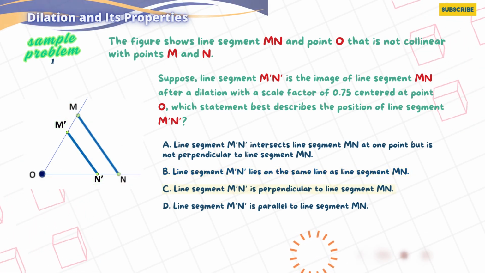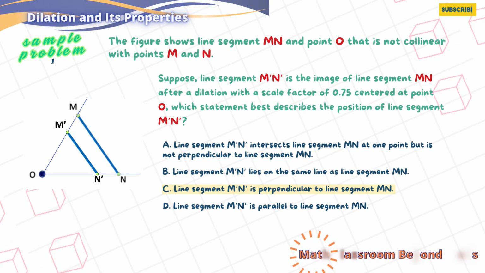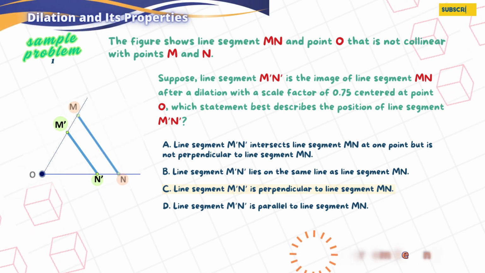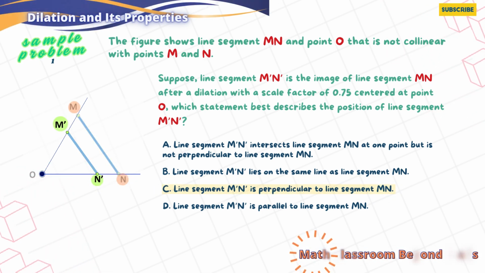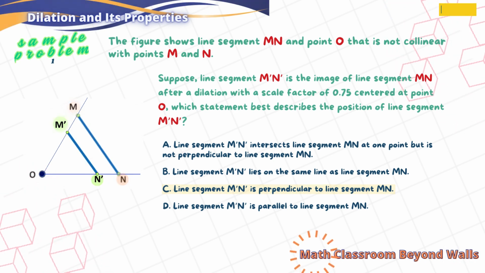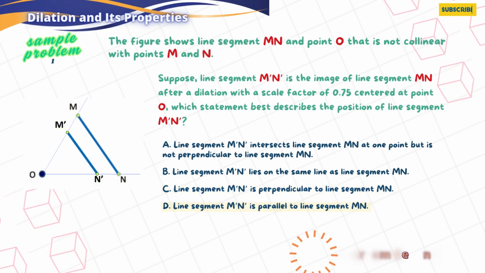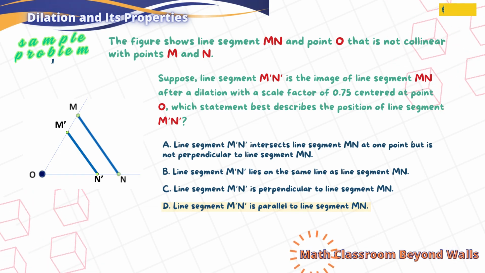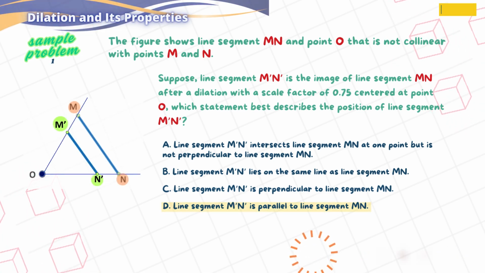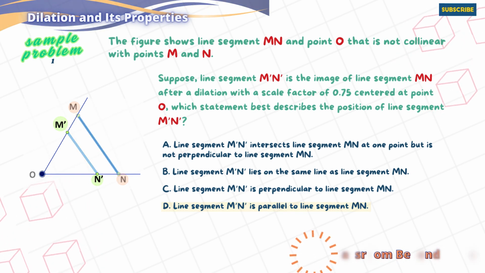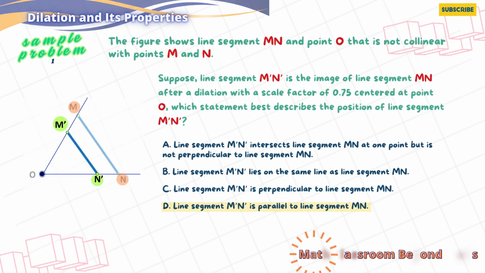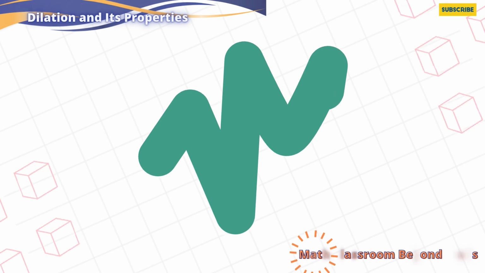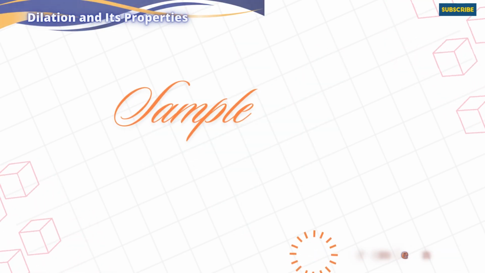Okay, option C, line segment M'N' is perpendicular to line segment MN. Now, is line segment M'N' perpendicular to line segment MN? Again, no, it's not. Okay, option D, line segment M'N' is parallel to line segment MN. Is this statement true? So yes, line segment M'N' is parallel to line segment MN. So the answer is option D. That was easy, right? Okay, let us proceed to sample problem 2.